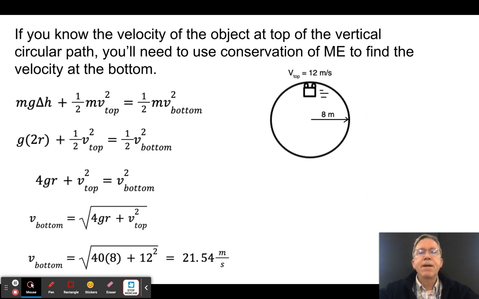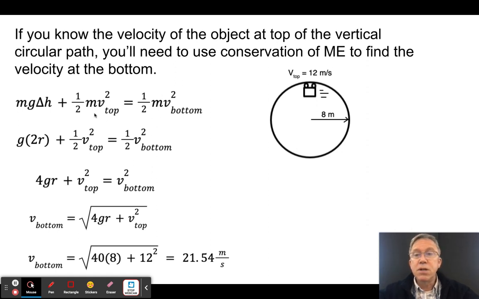So remember, at the top here, the person has two forms of energy. They have gravitational potential energy, mg delta h, and they have kinetic energy, 1/2 mv squared. We'll designate that v as v top because the speed at the top and the speed at the bottom are going to be different. What we're trying to find is the speed at the bottom.